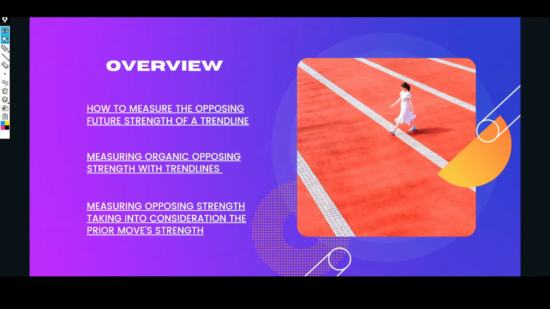And then in the last section, I'll go on to explain measuring opposing strength taking into consideration the prior move strength. Okay, so in this final section, just like we did in lesson 1 of this course, we're going to further define the opposing strength of a trend line by taking into consideration the prior move's strength.